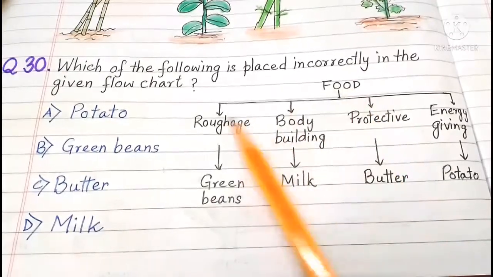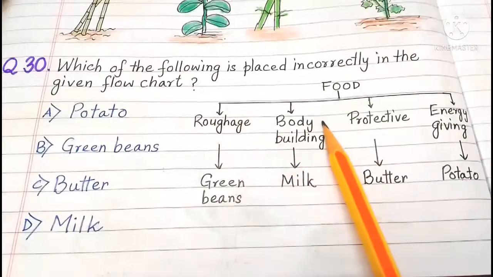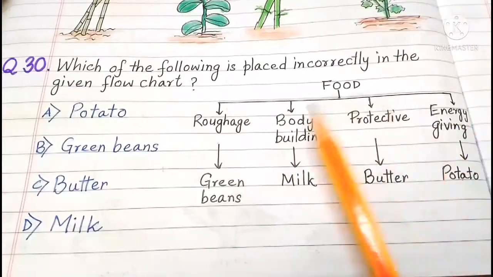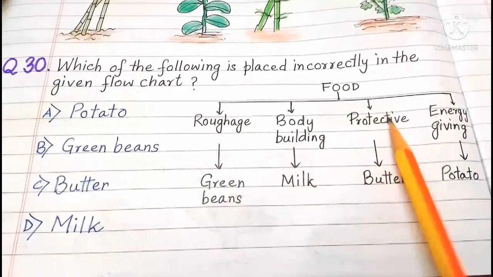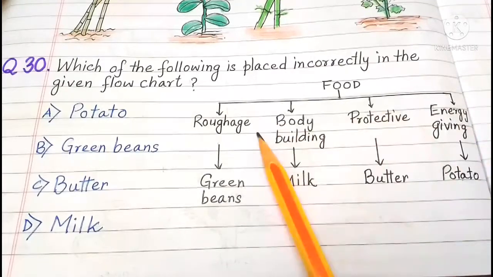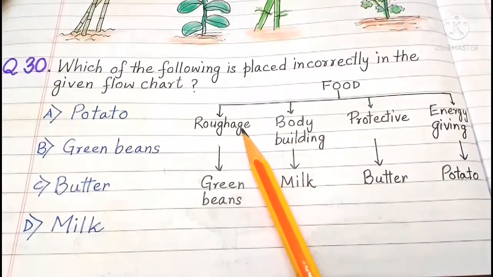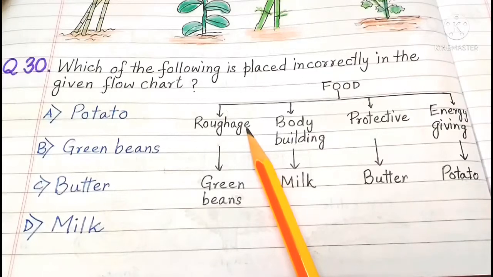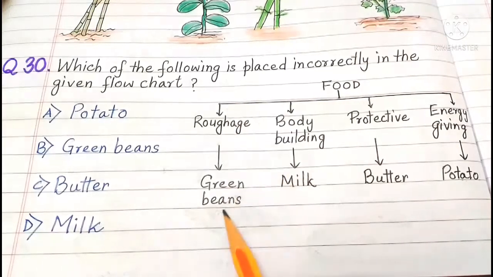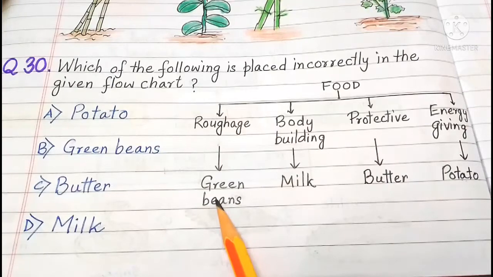So food, these are types of food: roughage, bodybuilding, protective, energy giving. Bodybuilding, protective, energy giving, we all know, but roughage is something that is not digested. Okay, these foods are like salads, raw vegetables that we eat generally. Okay, fruits are also roughage other than having minerals. Okay, so roughage is green beans. Yes, green beans is used in salads.